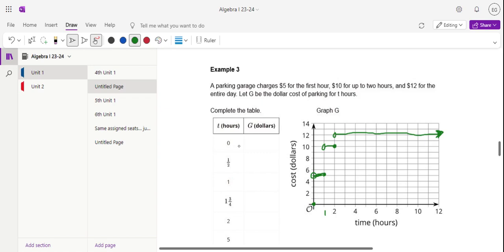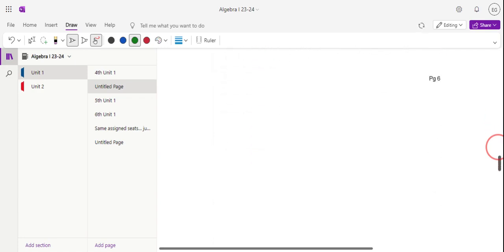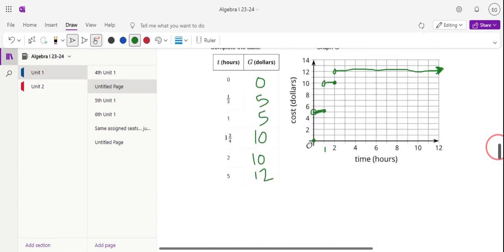So at 0 hours, we would have paid $0. At half an hour, we would have paid $5. At 1 hour, we would have still paid $5. But as soon as we went beyond 1, we are paying $10. At 2 hours, we're also paying $10. And then beyond that, we're paying $12. So those are the pieces that would fill that in.